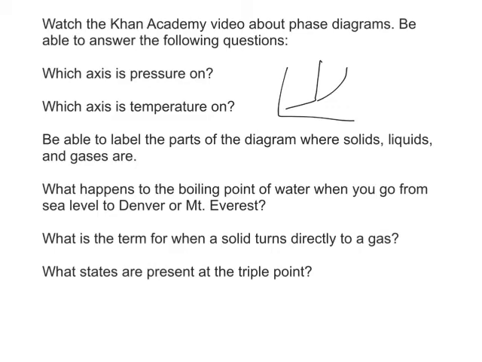Okay. Most of you guys are familiar with the words for changing from solid to a liquid, or liquid to a gas, or liquid to a solid. But there's a part on the phase diagram where a solid can turn directly into a gas. Probably not too familiar about that, so make sure you know that term. And then lastly, there's a special place on the graph called the triple point. So know what states are present at the triple point.